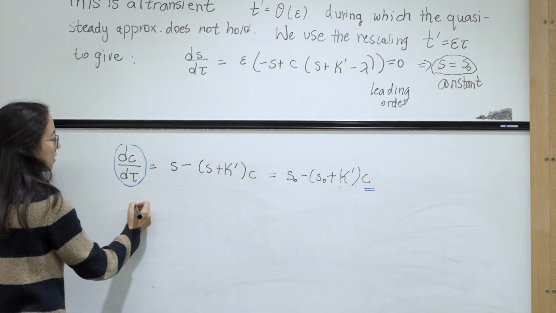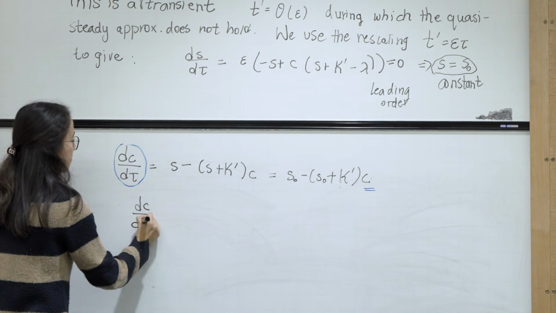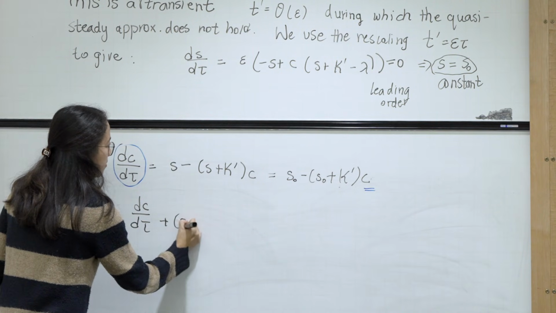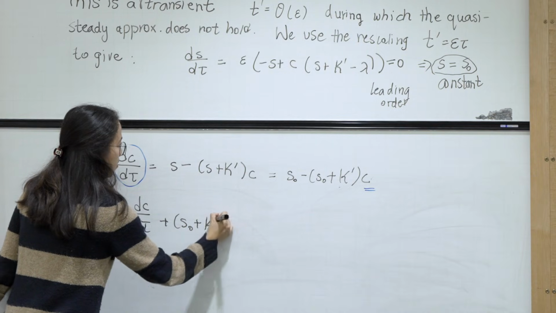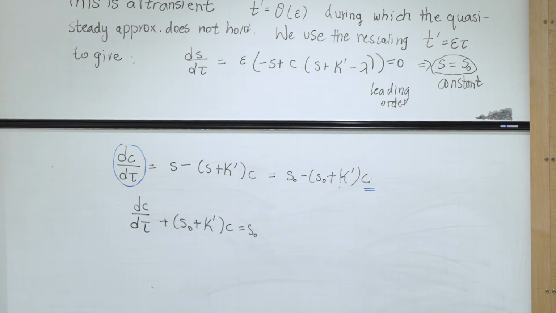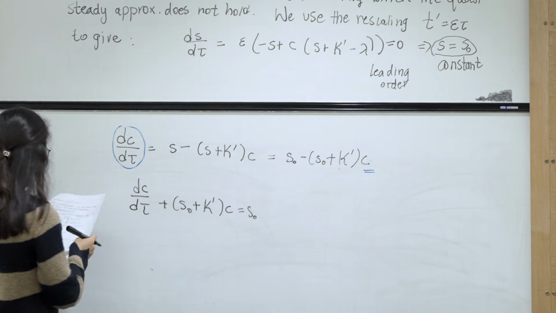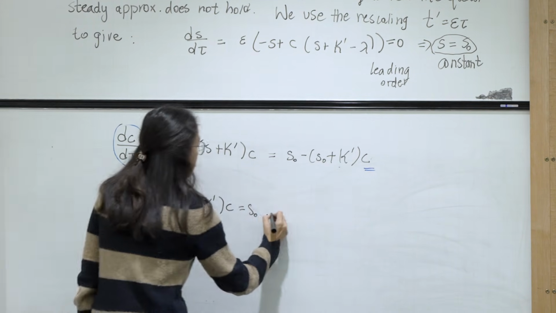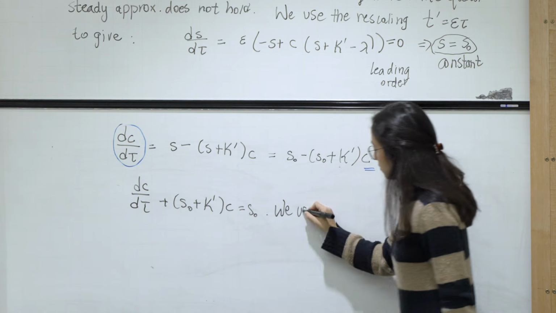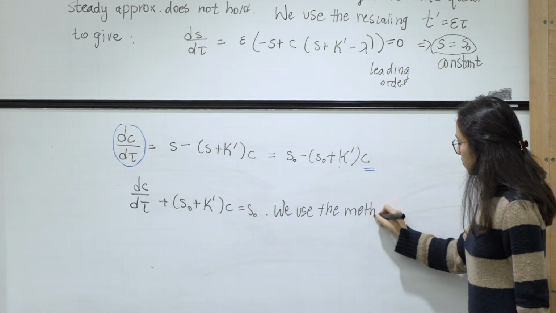So basically you can write this in the form dC d tau. Maybe if you see it in this format, it will be easier. Right? So this is a first order differential equation. You can solve it using the integrating factor. So I will say here we use the method of integrating factor.